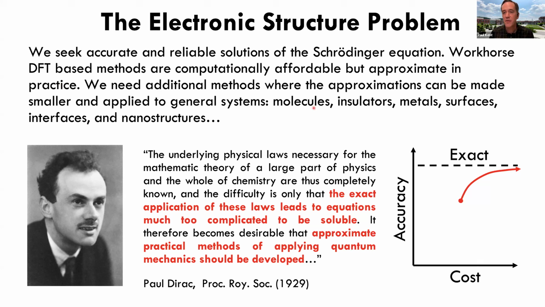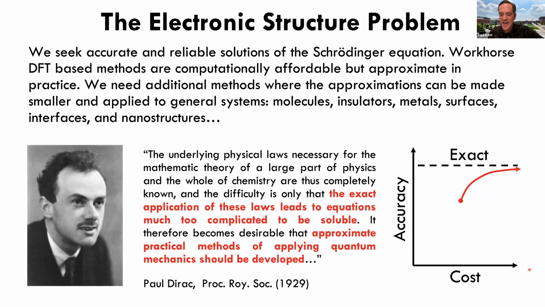So that we would like a method that can be applied to a molecule, but also to a metallic system or an insulator. And then, of course, the interface between those, and if we start doing catalysis, for example. So having a more general approach where the approximations can be controlled is very important. And that, of course, is where Quantum Monte Carlo comes in.